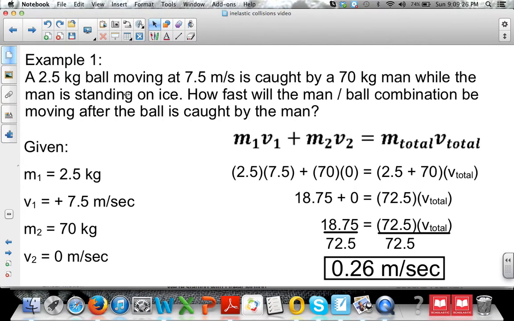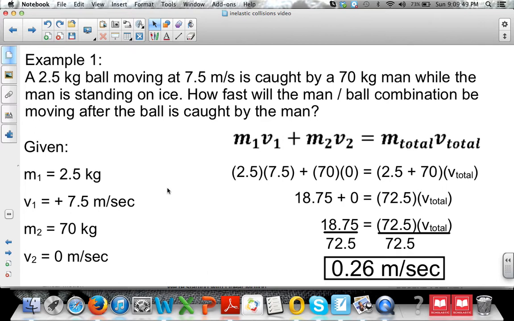So this first example, I'm going to go through this step by step. I know it looks really messy here. So the example: a 2.5 kilogram ball moving at 7.5 meters per second is caught by a 70 kilogram man while the man is standing on ice. So the ice is going to let him slide. How fast will the man/ball combination be moving after the ball is caught by the man?